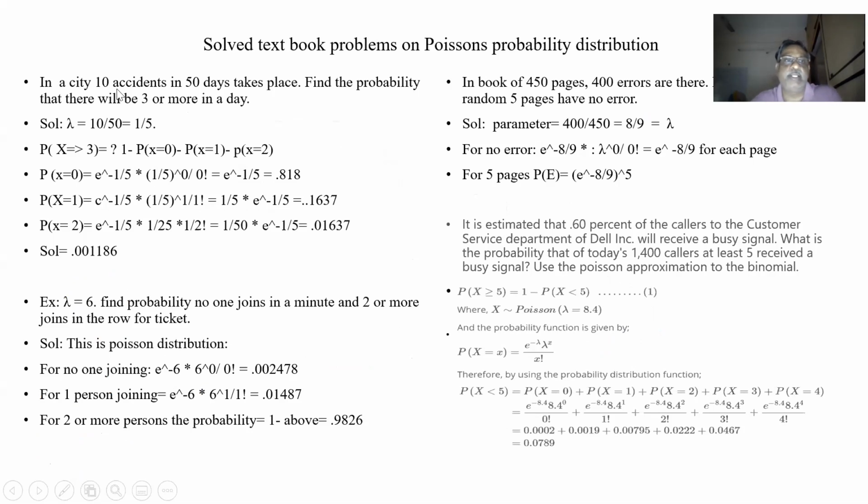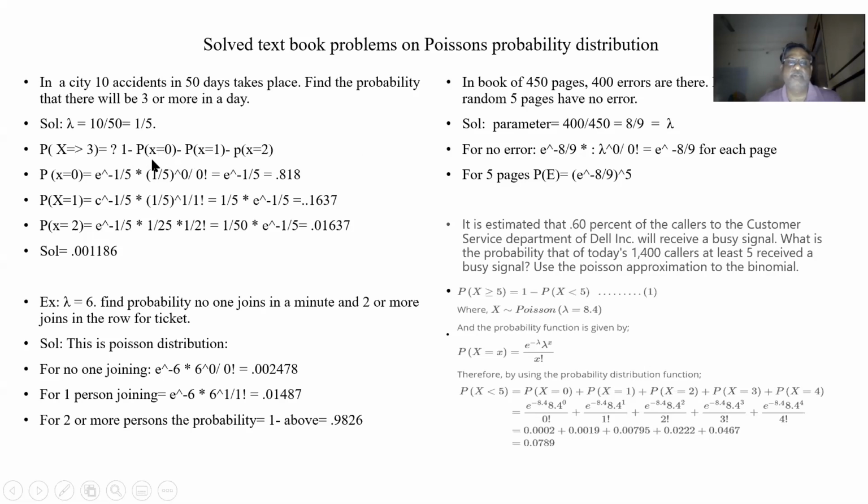Suppose in a city 10 accidents take place in 50 days. Find the probability that there will be 3 accidents or more per day. So lambda is 1 by 5. To get 3 or more in a day, I am putting 0, 1, 2 in a day and subtracting from 1. So 1 minus 0 accidents, 1 accident, 2 accidents. So this will result in 3 and above.